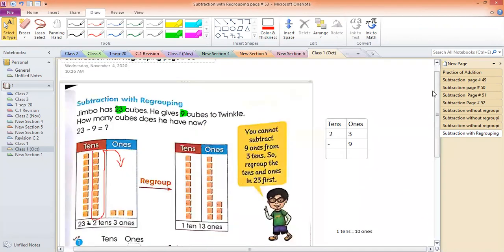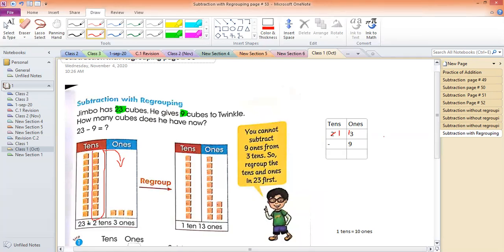So I will write here, this is now 13. This is not 3 now. It is now 13. And it is not 2 now because there were two tens. You move 1 ten from tens to ones. It is now 1. Okay. So now from 13, can you subtract 9?